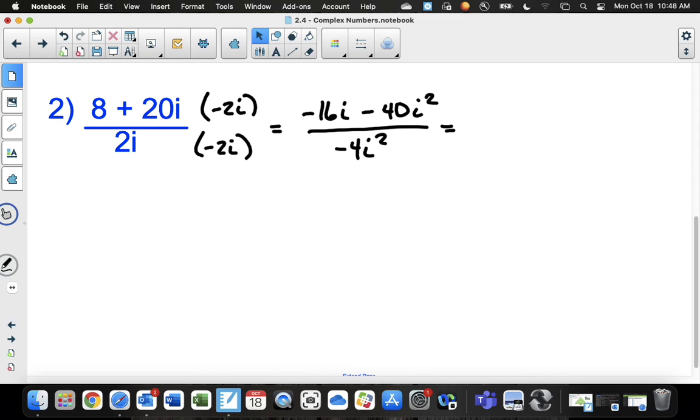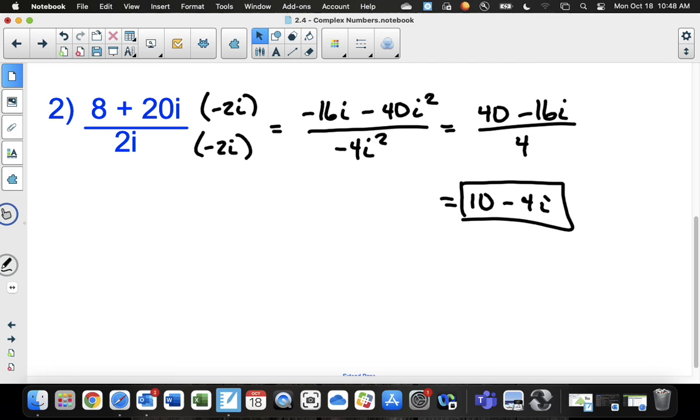So now, clean it up a little bit again. Negative 40i squared is really just positive 40. We still have the minus 16i. And in the denominator, negative 4i squared is really just 4. And once again, write it in complex number form. In this case, if I split this up, 40 divided by 4 gives you 10. Negative 16i divided by 4 gives you negative 4i. And there's your final answer right there.